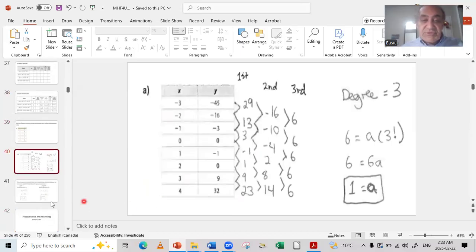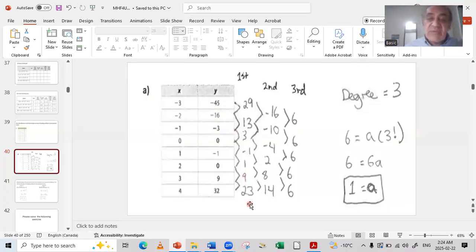This figure shows me the degrees and how to get the degree. The first degree, how will we get it? Guys, it's very easy here. We take the y values and subtract the numbers: 16 minus 45 gives me minus 29. Minus 3 minus 16 gives me minus 19, and so on. So this is the first degree, or the first difference.